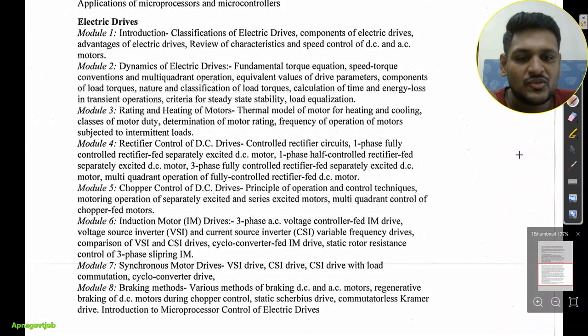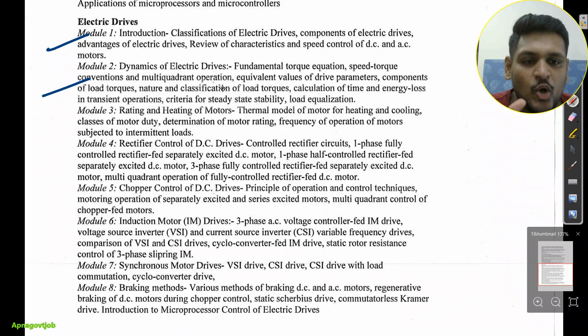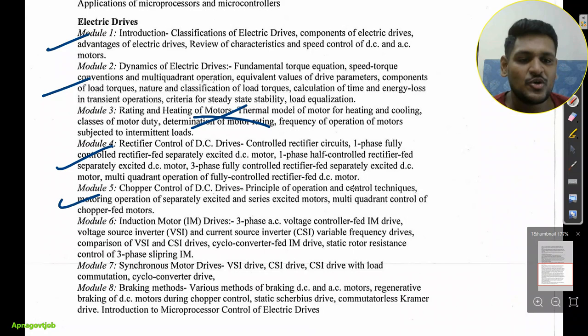So what we have here, introduction, electric drives. So basic thing you can do here. The dynamics of electric drives, fundamental torque equation, speed torque, yes, this is also important. Module 3 we have rating and heating of motor, so this you can leave. Module 4, rectifier control, DC drives, controlled rectifier circuit, one phase, yes, this is also important. Module 5 also, chopper control DC, so about choppers, right? Then your induction motor drives, 3 phase AC, and this thing you can do.